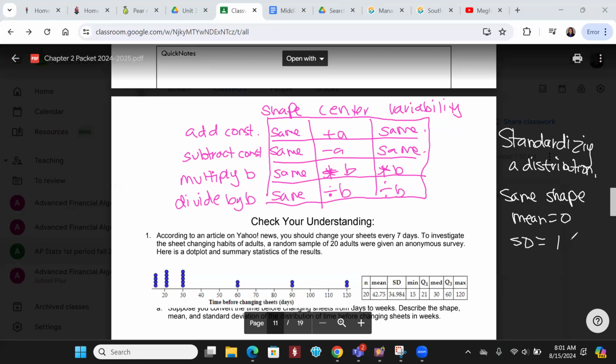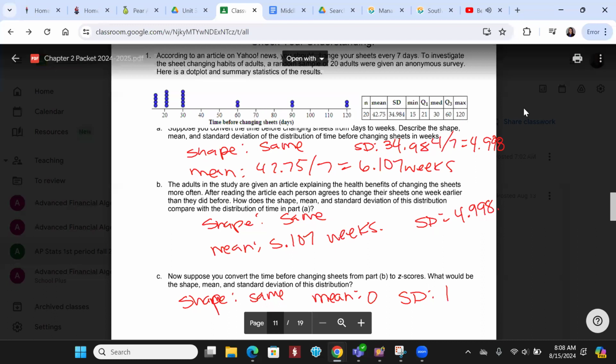Do you remember back in, let me take myself off of this. Hold on. All right, so take a look at the results. Tell me what you think. So the shape on all of them is going to be the same. The standard deviation on the first part is 4.998. The mean is 6.107. Questions on A? From days to weeks, we divided by 7.